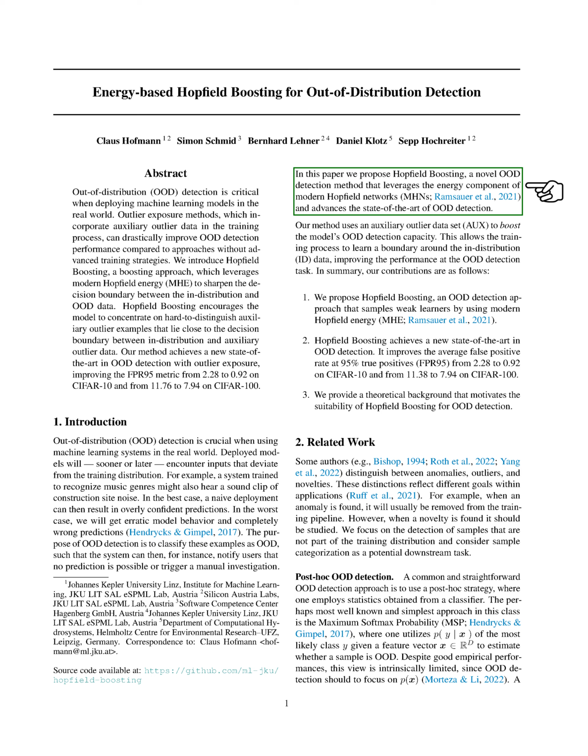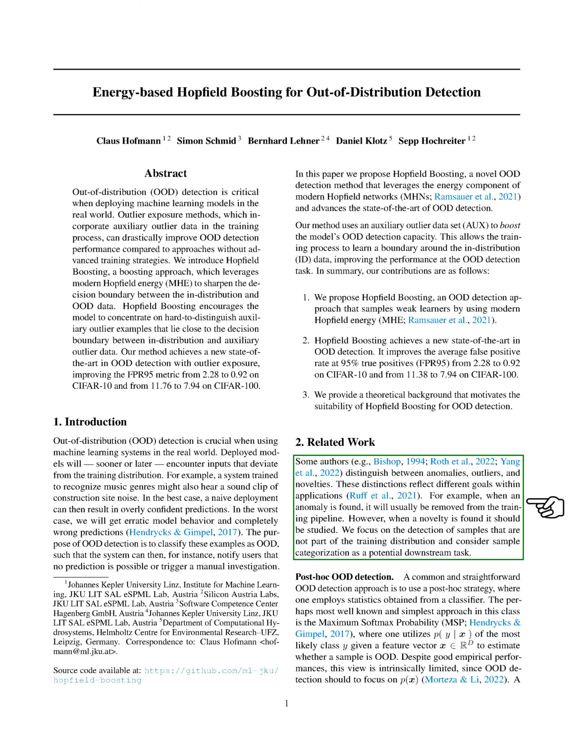enhance detection performance. By using an auxiliary outlier dataset, AUX, we improve the model's ability to detect OOD samples by learning a boundary around the in-distribution (ID) data during training. Our contributions include proposing Hopfield Boosting, which leverages modern Hopfield energy for sampling weak learners and achieves state-of-the-art performance in OOD detection. We demonstrate significant improvements in false positive rates on CIFAR-10 and CIFAR-100 datasets.